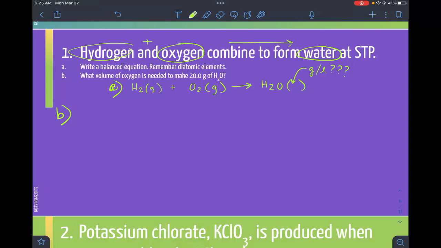All right, what we're going to do first is we're going to develop our strategy. We did this back in Unit 6 Stoichiometry. So where are we starting? We are starting with the given 20 grams of H2O.